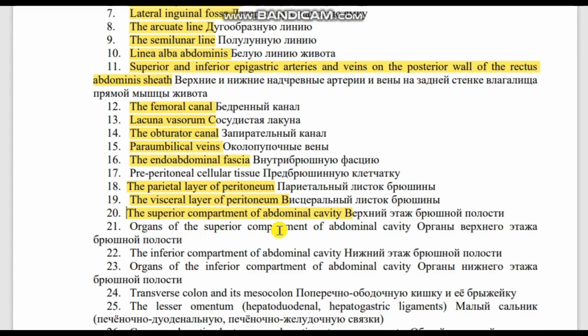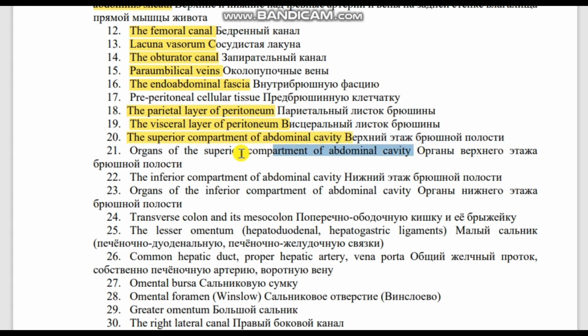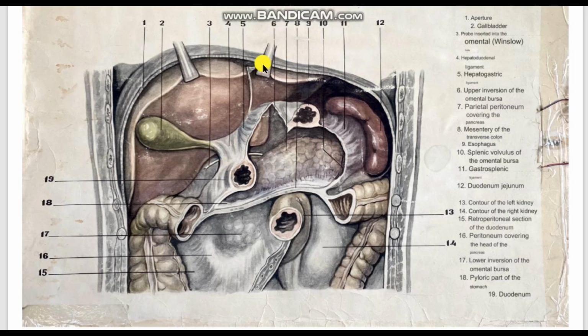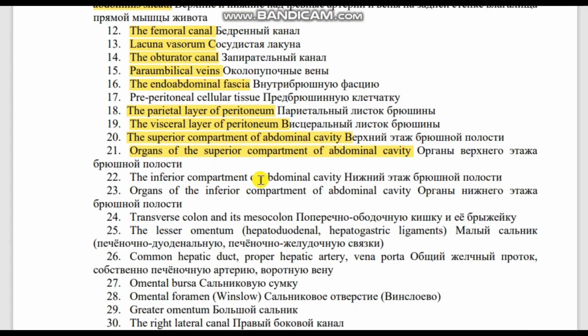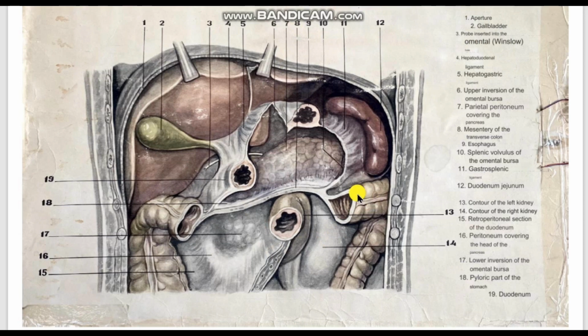Next we have organs of the superior compartment of abdominal cavity. Here you can see the organs of the superior compartment of abdominal cavity. For example, we have liver, gallbladder, spleen, stomach, duodenum, and next we have inferior compartment of abdominal cavity. So this is the inferior compartment of abdominal cavity.